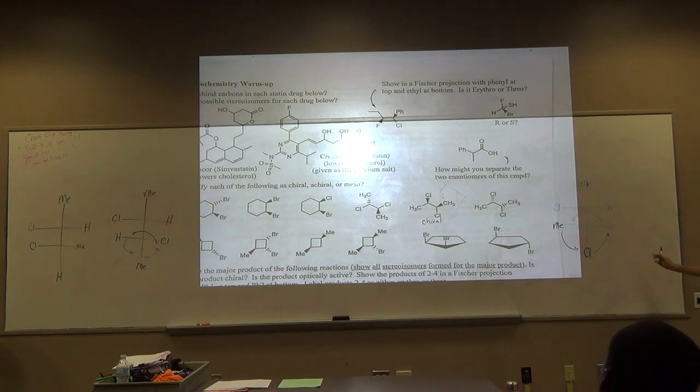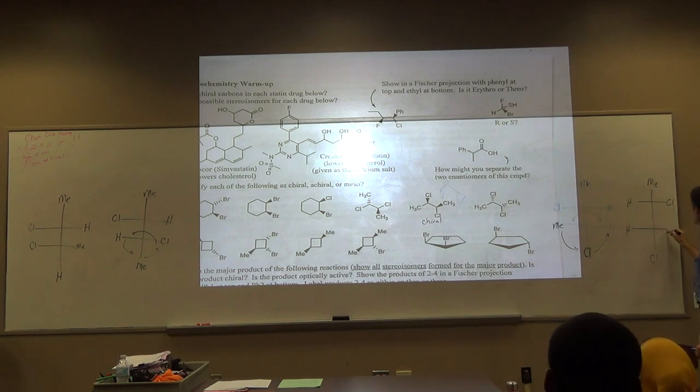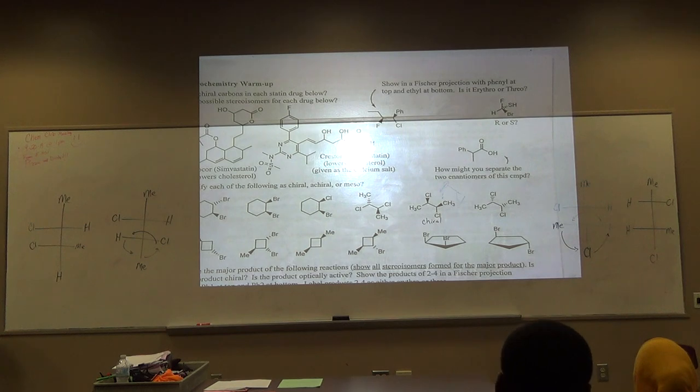Hopefully you know what that means. That means if we drew the enantiomer, which would look like what? Is it the next one? If I just drew Fischer, yes. Is that the mirror image of that? Yes, it is.